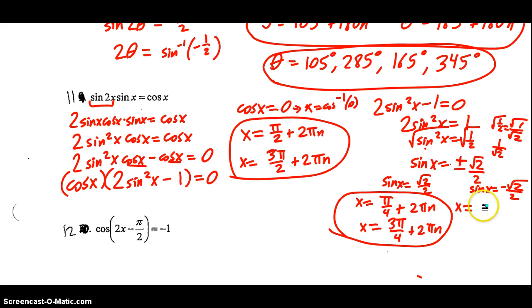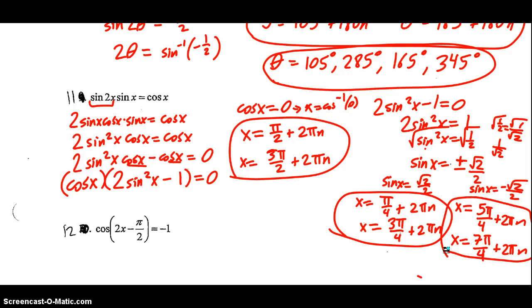Well, that's going to happen at our other multiples of pi over 4, basically. So that'll be 5 pi over 4, as well as, that's 2 pi n, by the way, if you can't read that, as well as 7 pi over 4. So these are all of our general solutions. This is wonderful. Plenty of solutions.